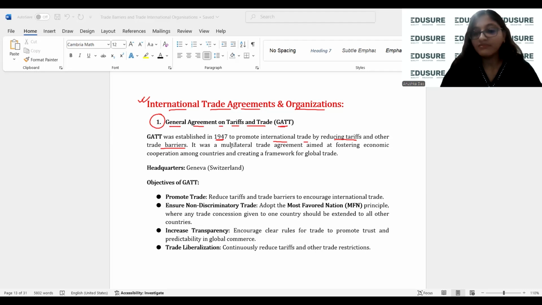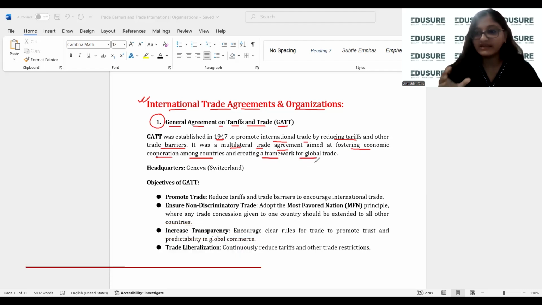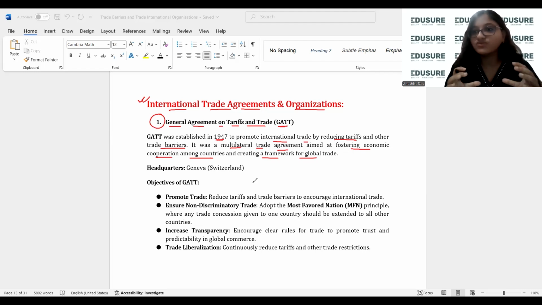See here, it was a multilateral trade agreement aimed at fostering economic cooperation among the countries, creating a framework for global trade. Many countries participated in that. Basically, it's a generalized set of rules: what rules will be followed for international trade? It postulated a general set of rules. Important question, headquarters: the headquarters of GATT is Geneva in Switzerland. This important question has come many times before, so please remember this.